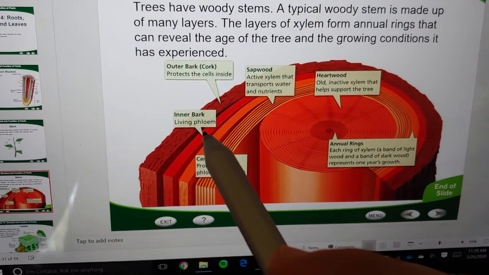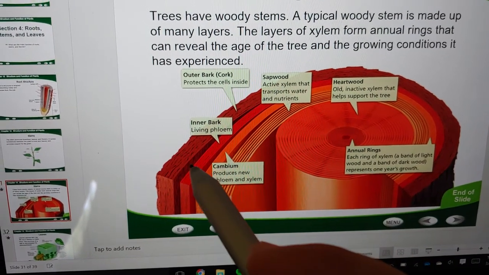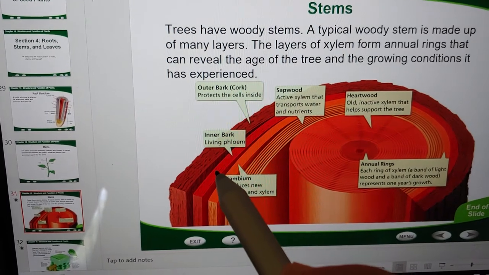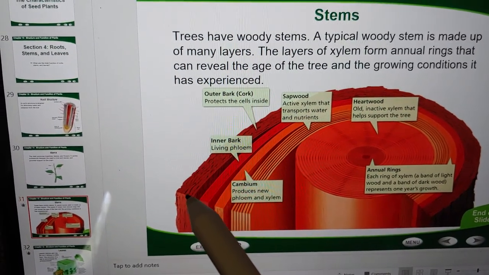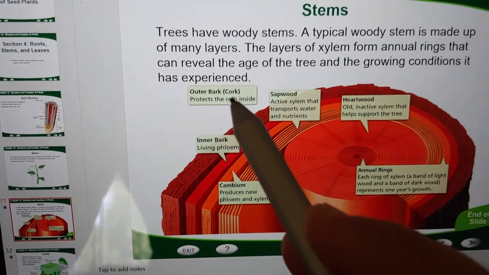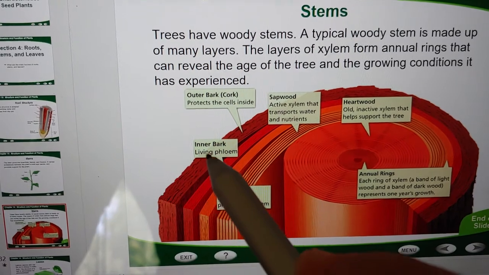And this is the reason why it's called inner bark. It's like, wait, isn't inner more on the inside? No, because these two layers are the bark. Now there's inner bark and outer bark. Obviously the outer bark is on the outside. And we also call it cork. This is pretty much dead phloem. Okay, the phloem has died.